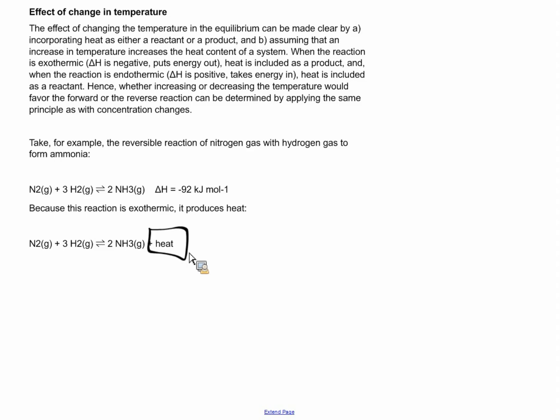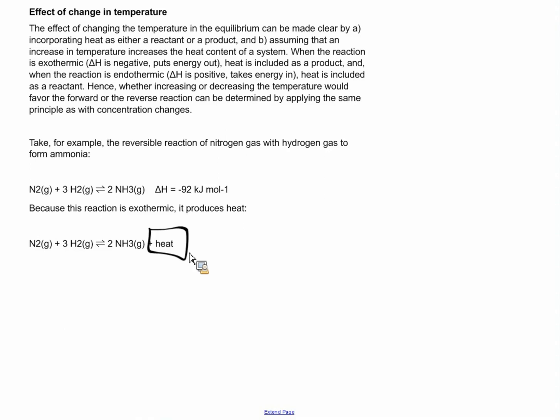So overall, when we add heat, it's an addition to the entire system. When the reaction is exothermic, that means delta H is negative. That puts energy out, which means heat is included as a product. And when the reaction is endothermic, delta H is positive, or takes energy in. Heat is included as a reactant. Hence, whether increasing or decreasing the temperature would favor the forward or the reverse reaction can be determined by applying the same principles as with concentration changes.